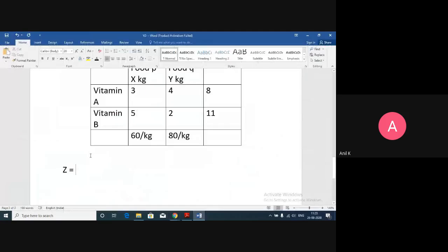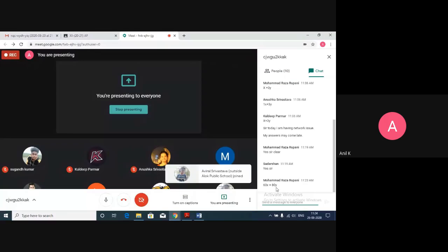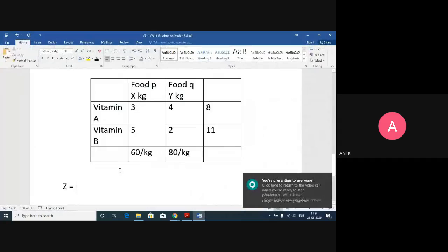First, give me the Z, maximization or minimization equation. Z is the equation which you use for maximization or minimization. Here it is cost minimization. What is the equation for Z? Sixty x plus 80y. Yes. Cost minimization, right? Cost is 60 rupees per kg.